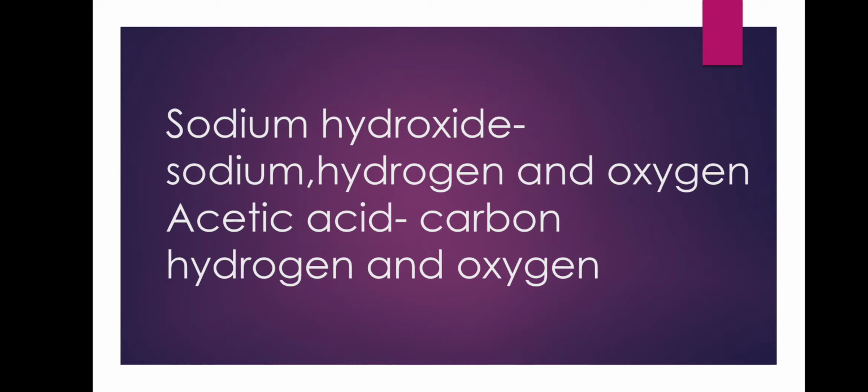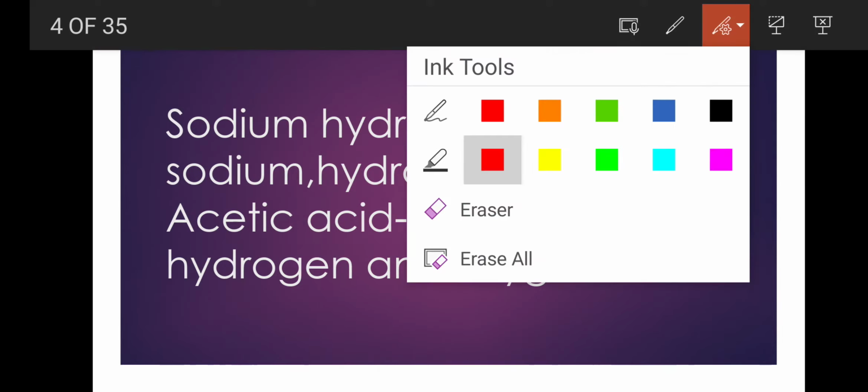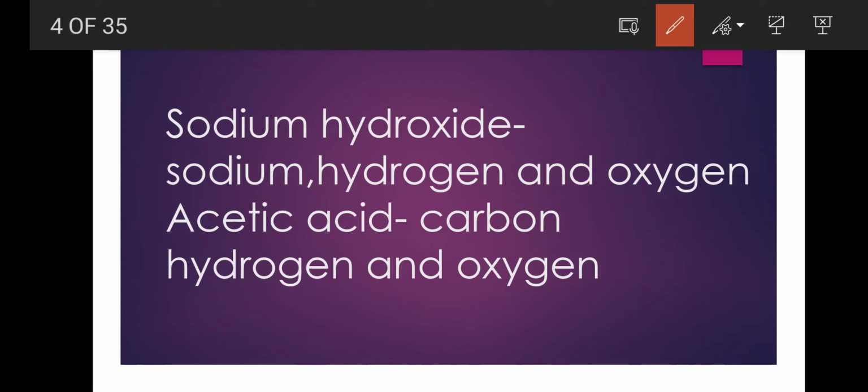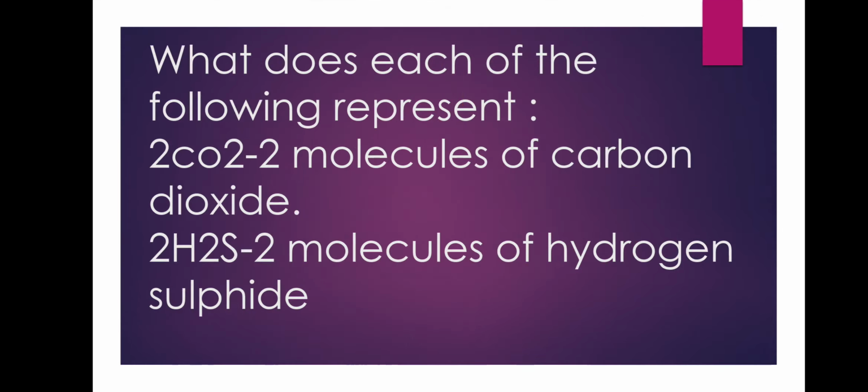Now, next is sodium hydroxide. So, which are the elements present there? Sodium, hydrogen and oxygen. Formula of sodium hydroxide is what? NaOH. Okay. Next is acetic acid. The formula of acetic acid is CH3COOH. Means which are the elements present here? Carbon, hydrogen and oxygen. Okay. Now, next question.